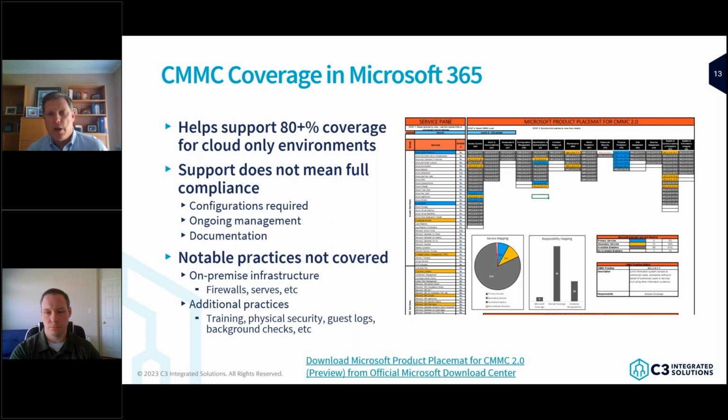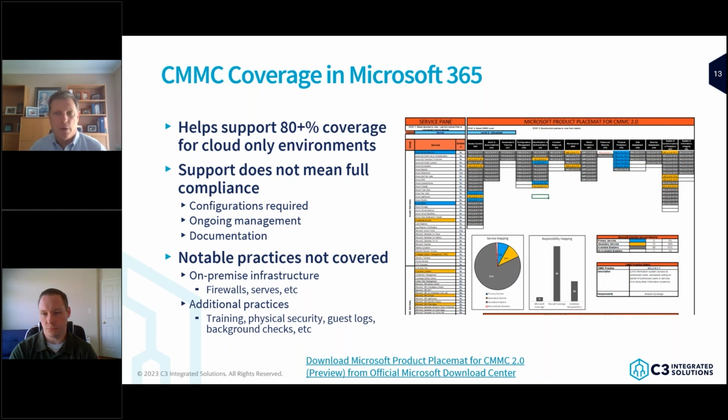Now, when we look at how Microsoft 365 can support CMMC, a really helpful tool is the CMMC placemat. Again, the link will be on the slides that we provide. It's a really helpful tool to cross-reference how various capabilities can support individual controls around NIST 800-171. While Microsoft can help support over 80% of the coverage in cloud-only environments, coverage doesn't necessarily mean compliance. The capability is there, but there still may be configurations required to that service. There's certainly ongoing management and administration required. And there's generally documentation around policies and procedures that are also going to be required to be fully compliant with an individual control.